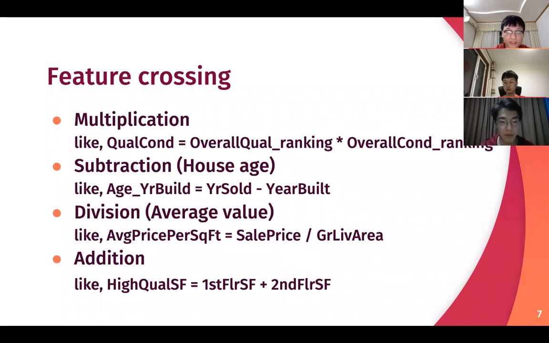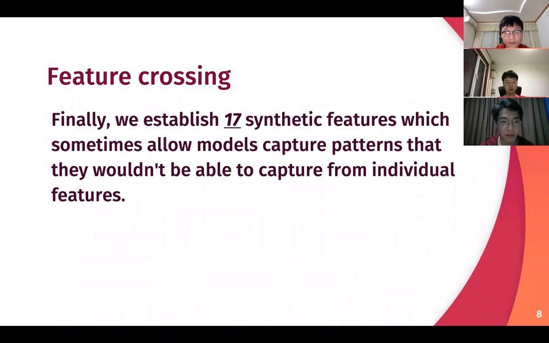Multiplication, subtraction, like house age: age is year sold minus year built. Division, average value, like this one. Addition. Finally, we establish 17 synthetic features.